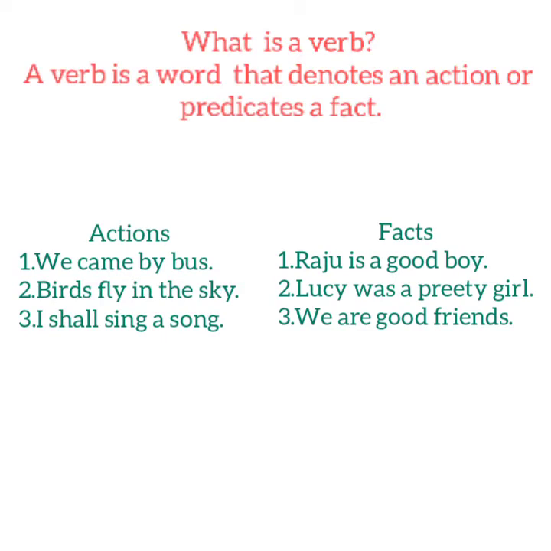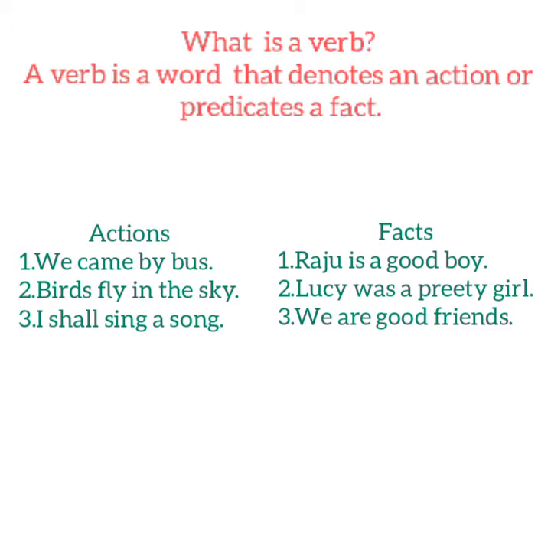What is a verb? A verb is a word that denotes an action or predicates effect. The definition means that any action done by someone is called a verb. And also when an action is not done by someone, but when we simply give a statement or effect about the subject of a sentence, the word which is used to state effect is called a verb. Here are some examples.